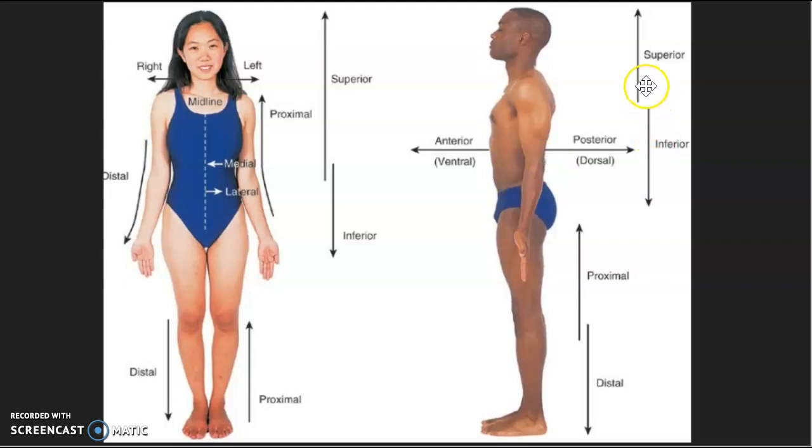Again, superior, we're talking about something that is going to be higher on the vertical axis of the body, if you want to think of it that way. And then proximal and distal, again, closer to the torso or further away from the torso.